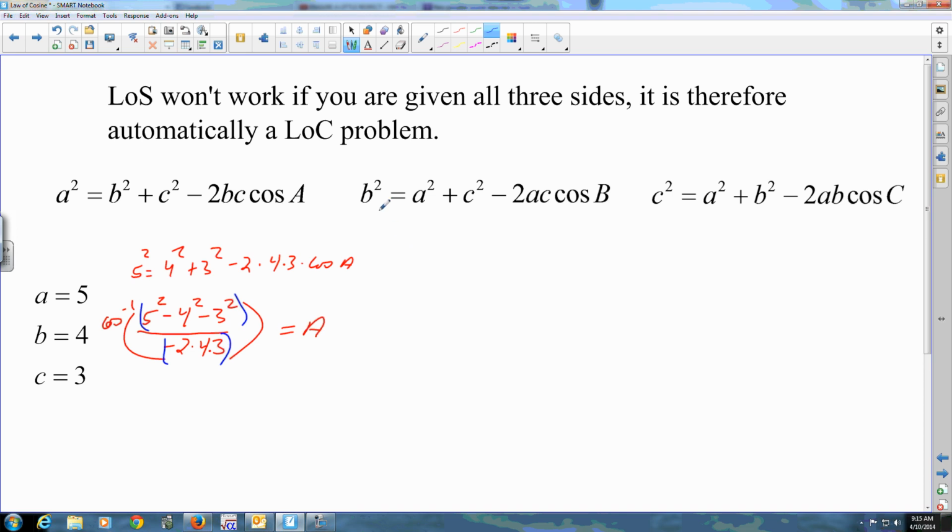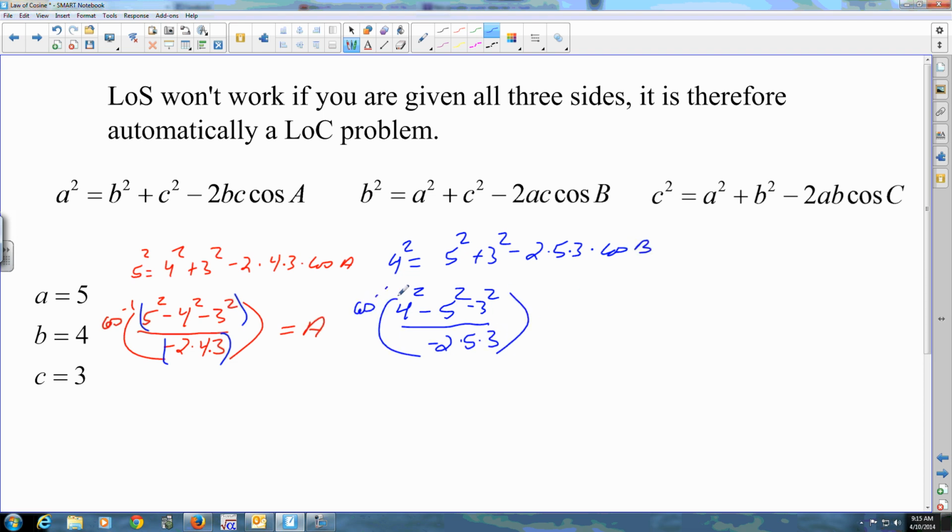So for this one, if I start filling it out, then I just put 4 first. 4 squared equals 5 squared plus 3 squared minus 2 times 5 times 3 times the cosine of B. Subtract these to the other side. Sorry, it closed. 4 squared minus 5 squared minus 3 squared. This stuff is all held by multiplication, so I have to divide it out. Then I need to get rid of the cosine, so I take inverse cosine of both sides. Remembering once again that you're going to need to put another set of parentheses here and here.